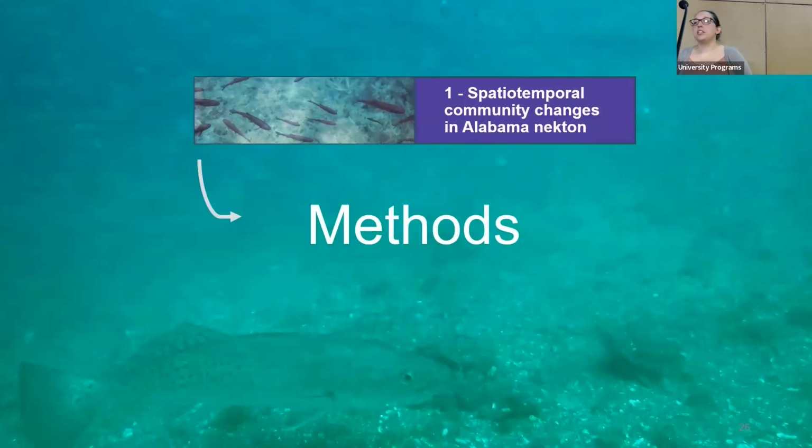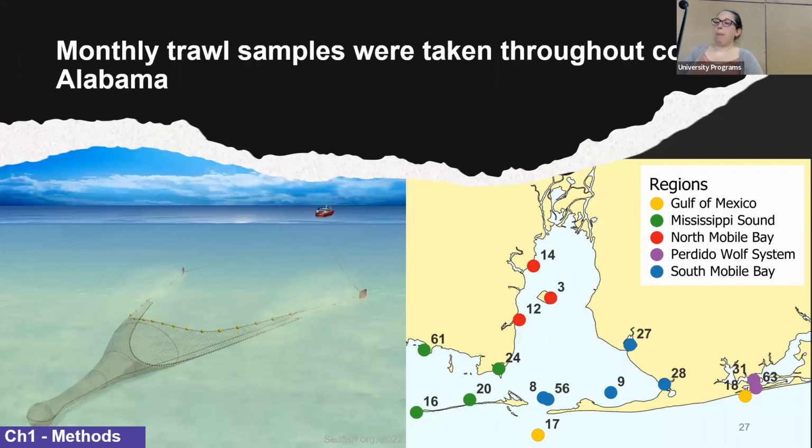So next I'm going to go into the methods of chapter 1. The FAMP MRD program that I mentioned earlier has taken monthly trawl samples throughout coastal Alabama, and those locations are in the map on the right. They use a 16-foot otter trawl, and this is left fishing for 10 minutes while the boat drives between 2 and 2.5 knots. And again, these trawls have been done at these same locations since 1981.